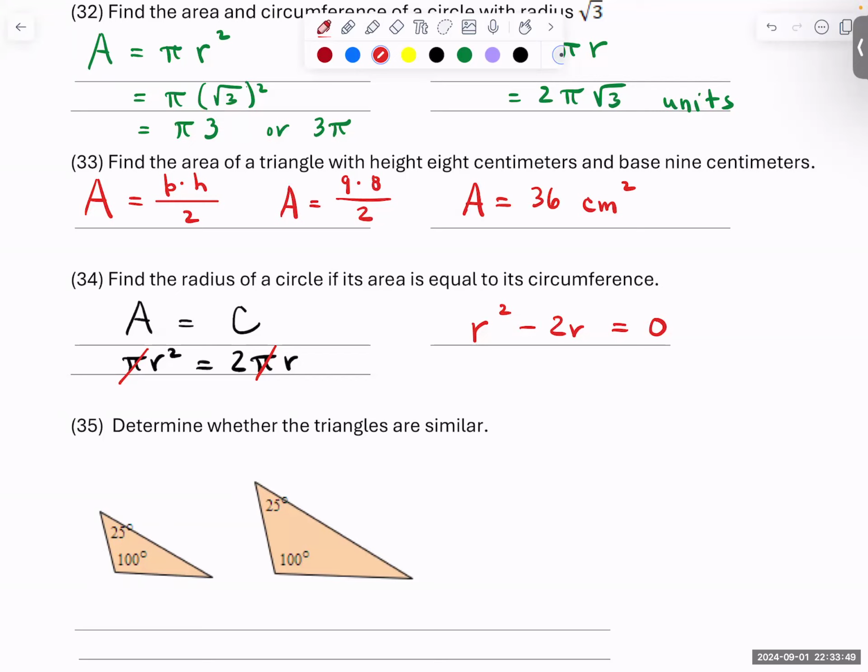The greatest common factor is r times r minus 2 equals 0. Set each factor to 0. R is 0, or r minus 2 equals 0. Radius equals 2. But radius is a length, and the radius of the circle will not be 0, so the only solution is radius is 2 units.